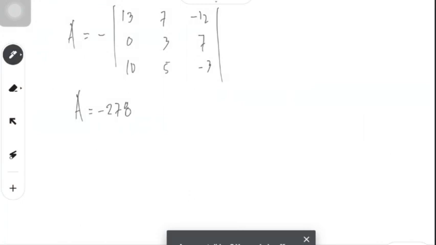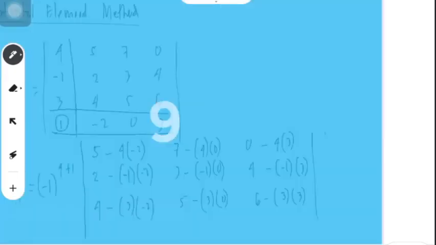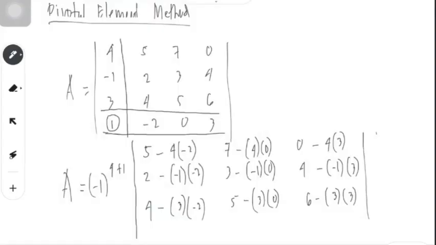So, we arrive at the same answer. And if you're going to compare the solution, this is much easier. Kita nyo, ilang step lang. No? Any questions so far?